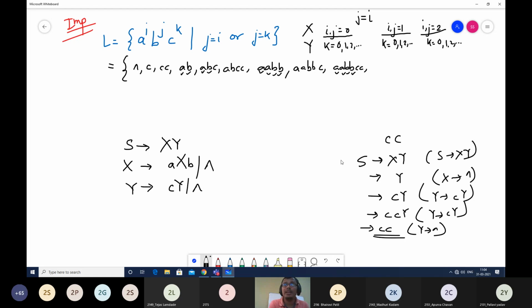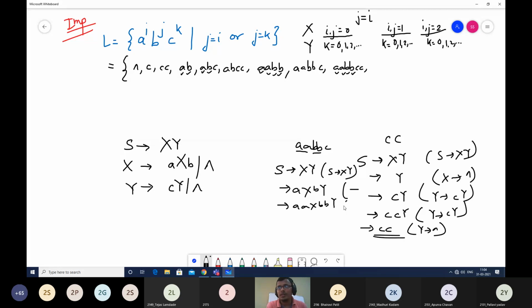Now suppose I take some value for A and B. Suppose I take AA, BB and C. So in this case, S gives XY is applied first. Then I need two A's and two B's. So for that I'll apply X gives AXB twice: AXB, then again AXB. You write down the production rules over here, okay?